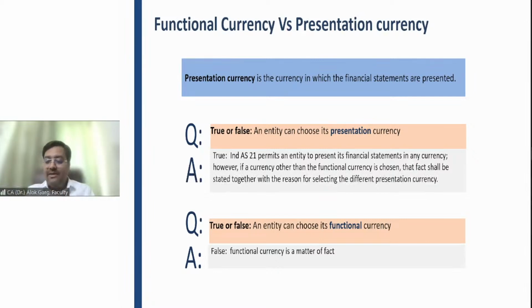Same with Reliance Industries, it can present in yen, it can present in US dollar, it can present in euro for different stakeholders, for different regulators, right? In the entire world.